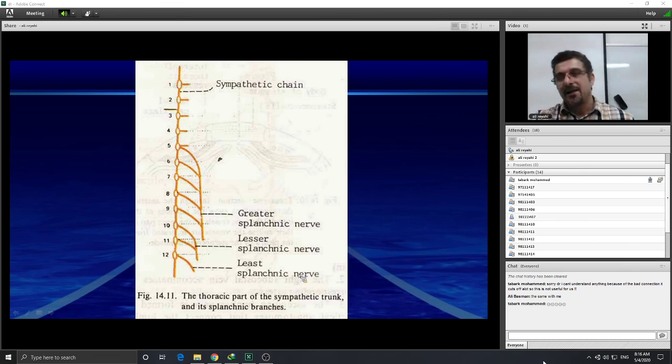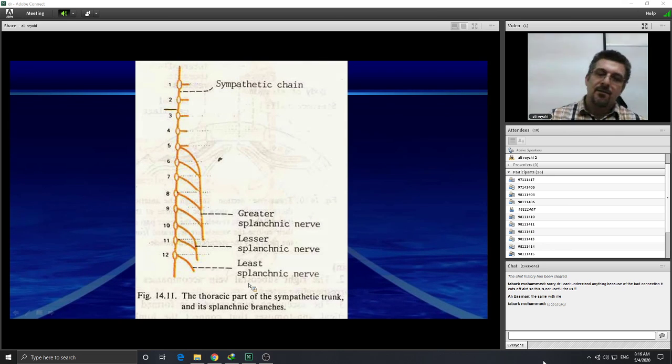Okay? All splanchnic nerves, by passing through the relevant diaphragmatic grooves, left grooves on the left side and right grooves on the right side, reach the abdomen. The greater splanchnic nerve goes to the celiac plexus, and the lesser and the least go to the renal and aorticorenal plexuses: the least to the renal plexus and the lesser to the aorticorenal plexus, for delivering sympathetic fibers to those plexuses.